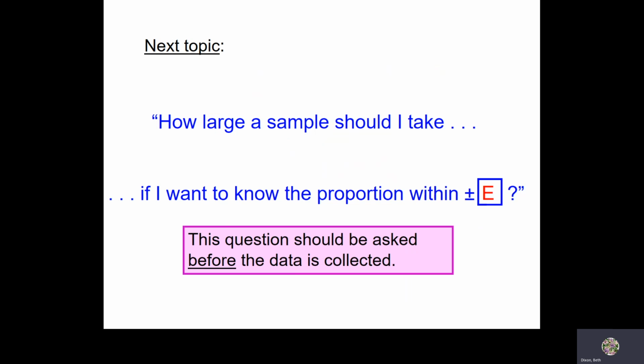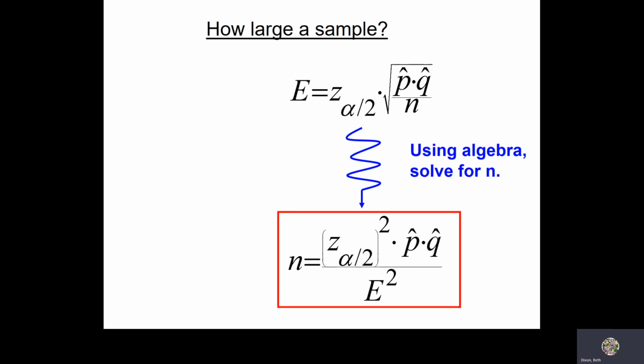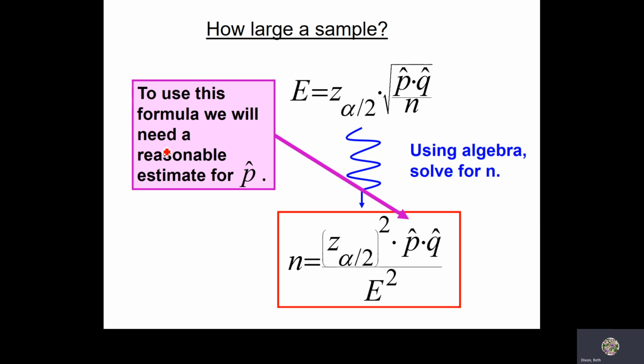This question, how large a sample, should be asked before the data is collected. Well, this is the formula for error, and we're not going to ask you to do this. What happens is they manipulate this formula and we come up with the formula below. That formula is n equals z alpha over 2 squared times p hat and q hat, all over E squared. We know what these letters mean. We've used them in a previous formula, and now we're just ready to solve a problem or do an example.